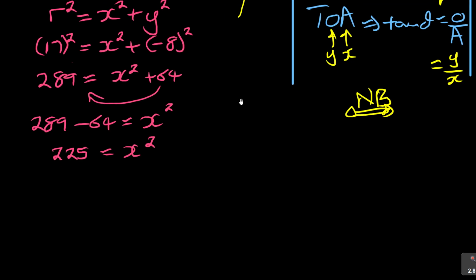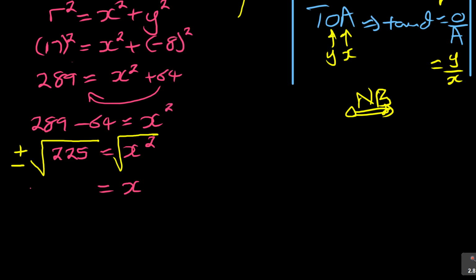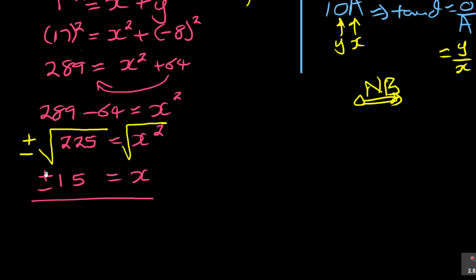Now how do I find x? For me to find x, I square root. But don't forget, the moment you say square root here, you must say plus or minus. Very important, okay? So x is equal to, now what is the square root of 225? It is 15. So the answer there is plus or minus 15. Leave it like that. Then you need to find out: is it the positive one or the negative one?